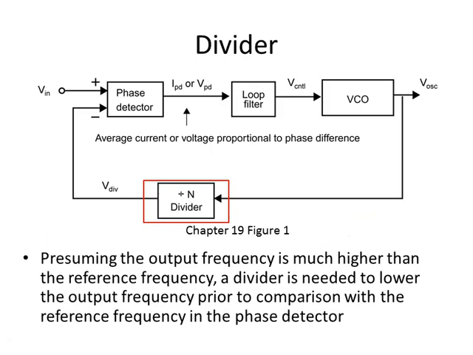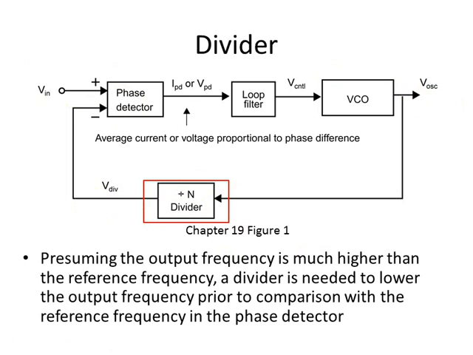Moving around the loop, the next component of the loop is the divider. The divider is needed in the common case where the output frequency is significantly higher than the input frequency. The divider then divides the frequency at the output down by some ratio N, produces a much lower frequency clock, which is now at the same nominal frequency as the reference input, allowing them to be easily compared by a phase detector circuit. That's the job of the divider.